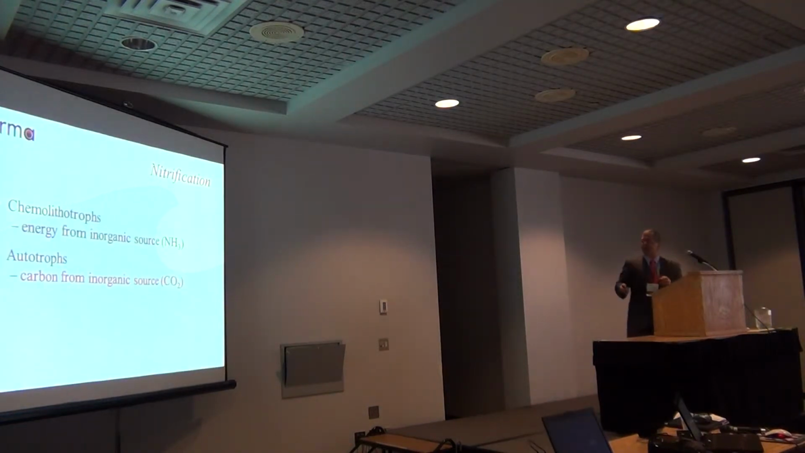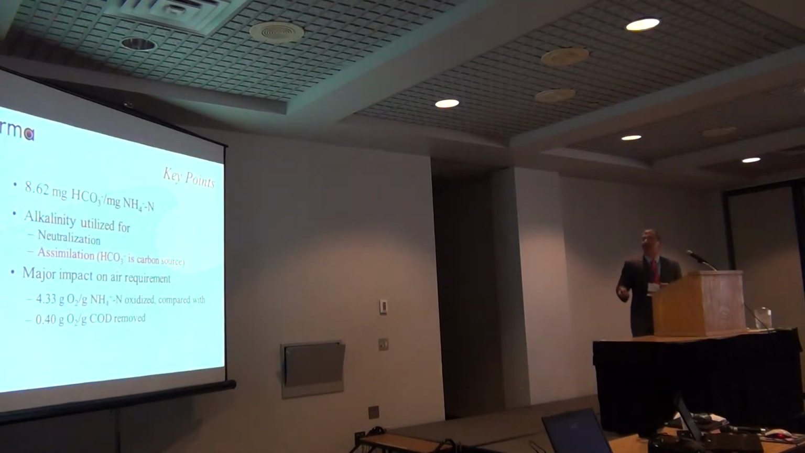Now, this is just information that I've already talked about. You don't have to remember this. The autotrophic bacteria, the nitrifiers, get their energy from the ammonia. And again, as I mentioned, they get their carbon source from an inorganic source, in this case, CO2. Now, the key point when you have a nitrification system is that you consume a lot of alkalinity. So when people talk about having to put a nitrogen removal system in, a lot of times you'll hear talk about an alkalinity feed system to make up for potential deficiencies in the influent in terms of alkalinity.